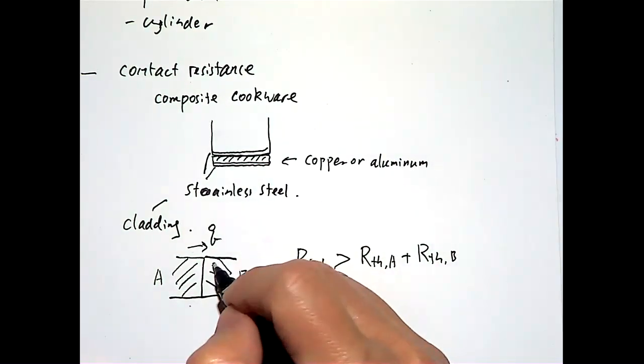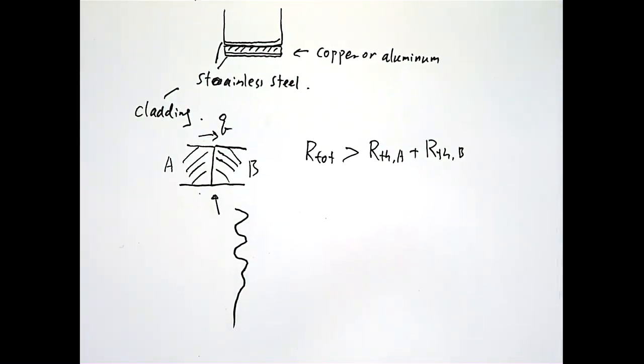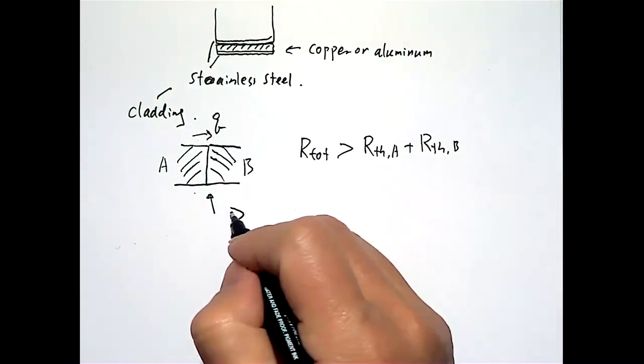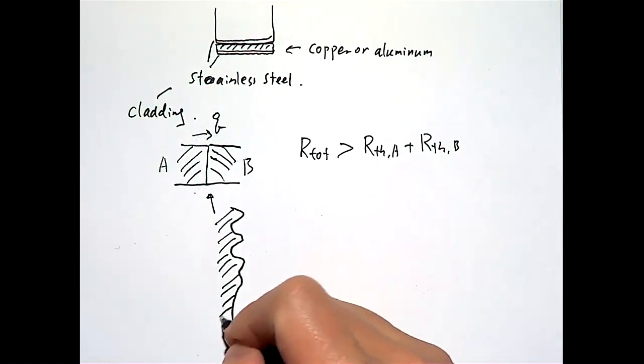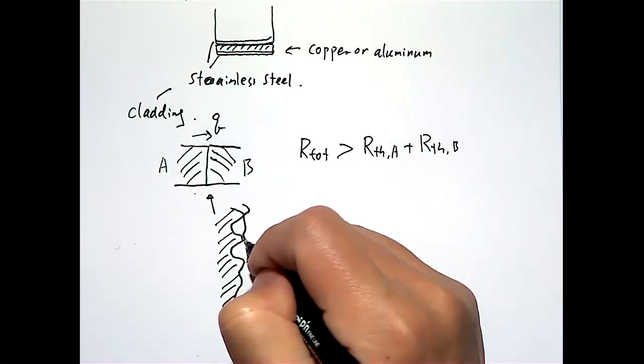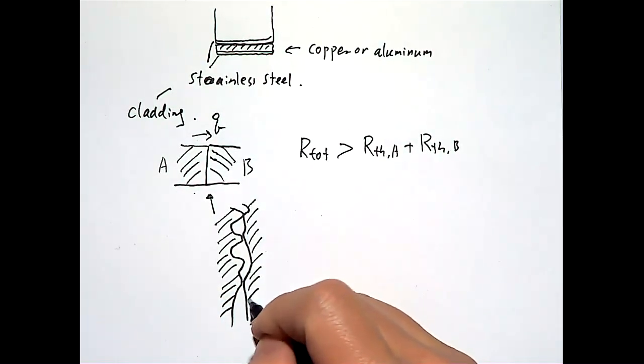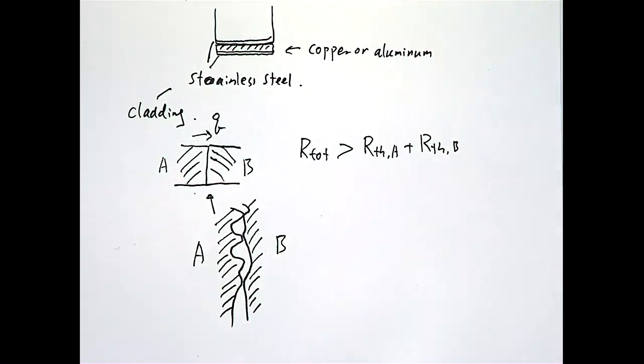That's mainly because the contact surface, if you zoom in there, is never 100% flat. So if I draw a zoomed-in view of the interface, you have A on this side, and really zoomed in, using an amplifier or something like that, on the other side you have B. So that's A, that's B. That's the reality at the microscopic level.